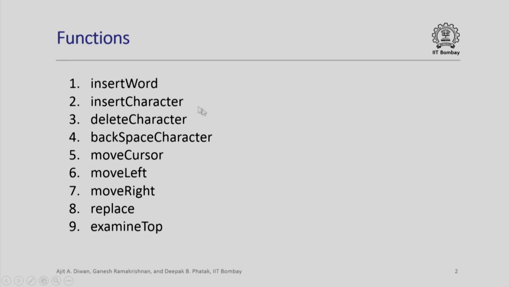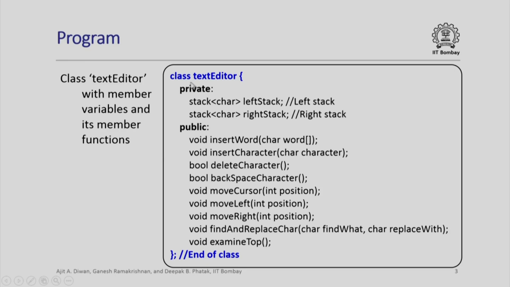In short, if we implement these 9 functions, we can write a main program which will actually implement our text editor. Let us look at these functions one by one. In our program, we shall implement the class text editor, which has two private elements. One is stack left stack, stack right stack. This is our basic model of the editor.